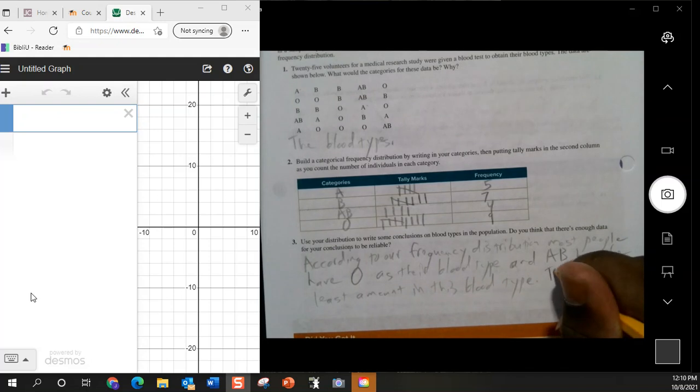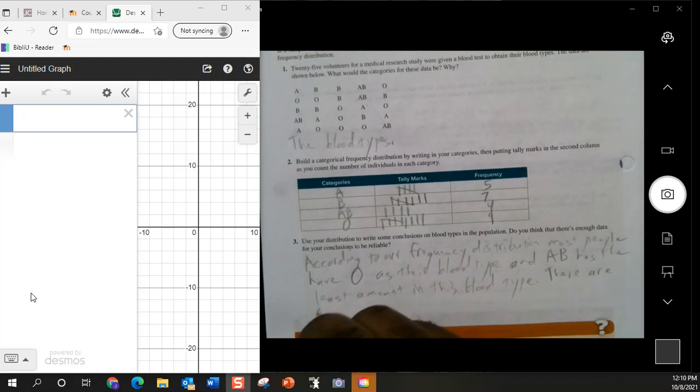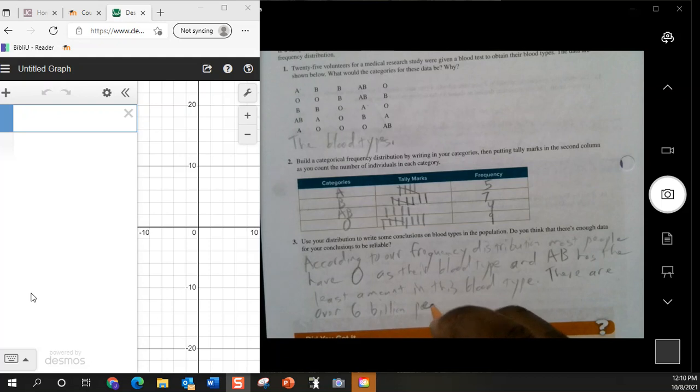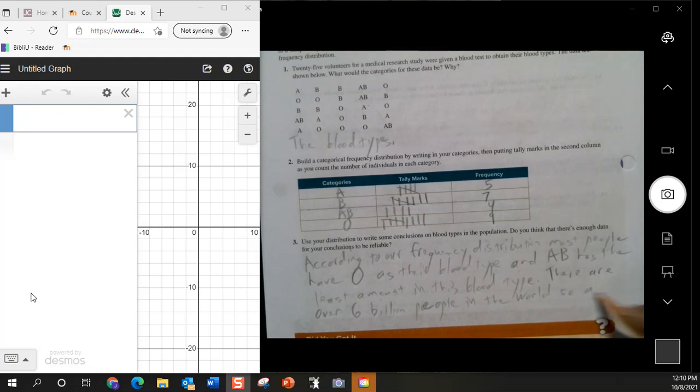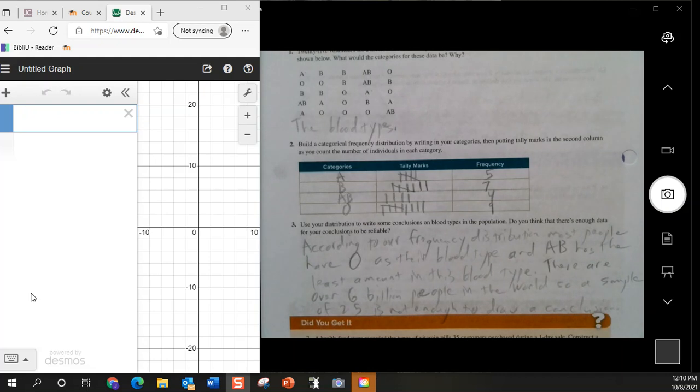Okay, there are over 6 billion people in the world. So a sample of 25 is not enough to draw a conclusion. There's over 6 billion people in the world. I would not trust my conclusion to that of just 25. That's not enough.